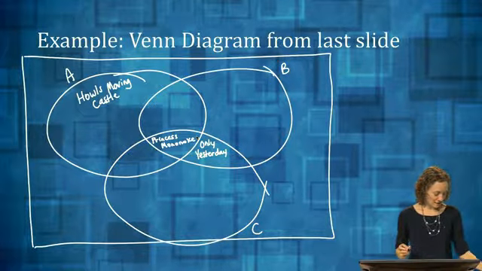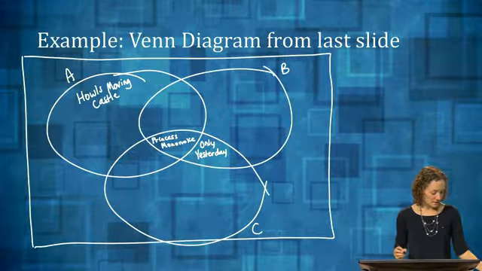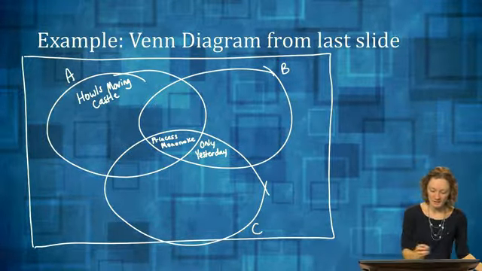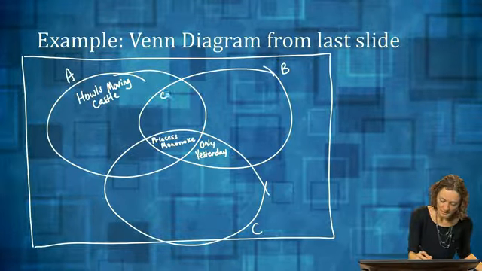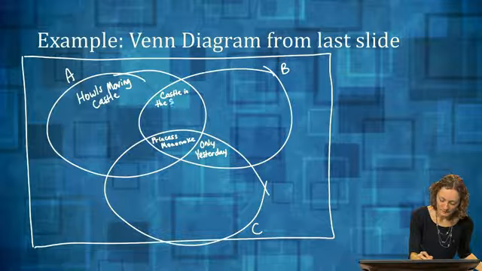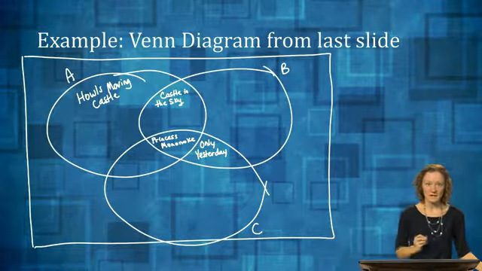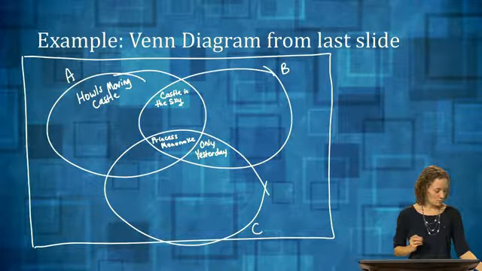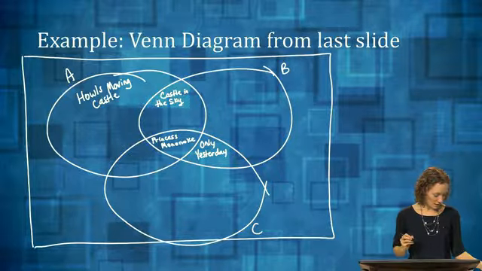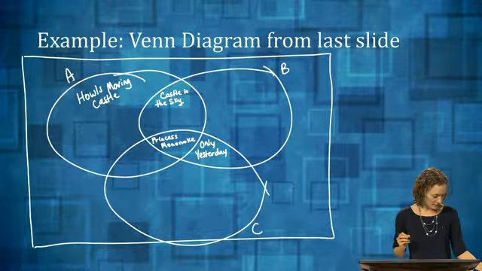The next one, Castle in the Sky. Castle in the Sky we see in set A and set B. So it'll go in this little region. Castle in the Sky. The next one, Pompoko. Pompoko we see in just set B.